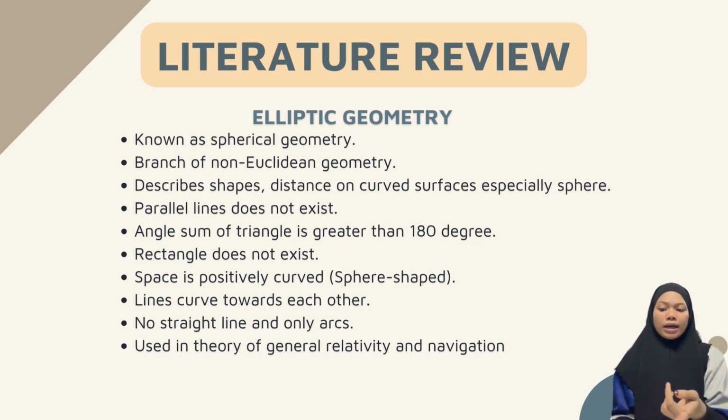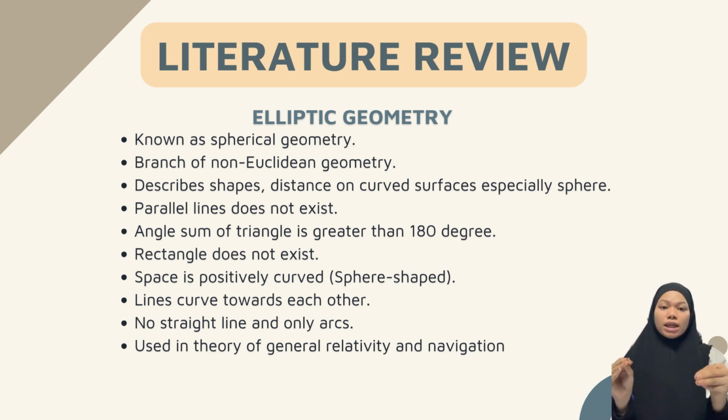Next, just like in hyperbolic geometry, rectangles do not exist here because the space is positively curved like the surface of a sphere. Lastly, in this geometry the lines appear to curve toward each other, and technically there are no actual straight lines, only arcs. This type of geometry is used in general relativity and is also important in navigation, especially over the curved surface of the Earth.